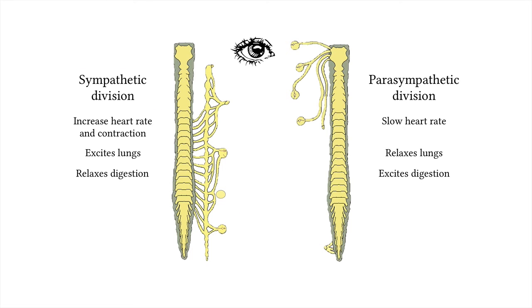Another function both divisions affect is vision. The sympathetic division stimulates the pupil in the eye to dilate, increasing in diameter. This allows more light in. It also relaxes the muscle that controls the lens of the eye so that you can see things far away. The parasympathetic division, on the other hand, causes the pupil to contract, reducing how much light enters the eye. And it contracts the muscle that controls the lens so that you can see things closer to you.